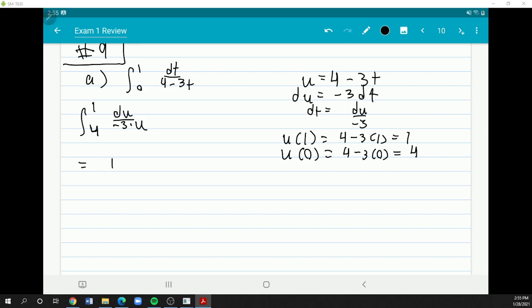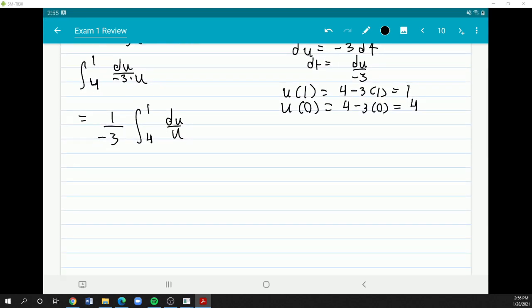So this is 1 over minus 3, integral 4 to 1, du over u. And it's fine to integrate it from here, but I really don't like the bounds being wrong like that. So I'm going to change this to minus 1 over minus 3, integral 1 to 4, du over u. So from Cal 1, we know that if we want to flip our bounds, put the top bound on bottom and vice versa, we can do that. We just have to slap on a minus sign. So that's what I've done here.